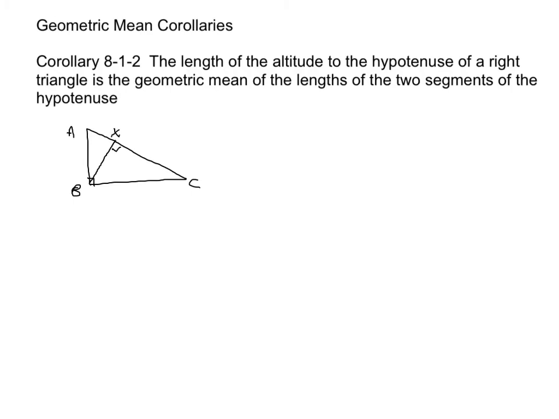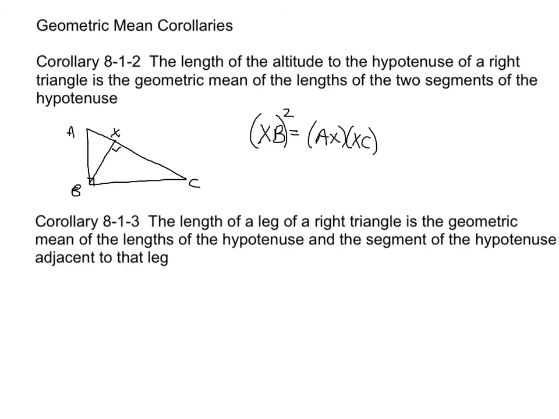So we're looking at this line again. And now I want to know, how long is XB? Well, the length of the altitude to the hypotenuse, which is XB, is the geometric mean of the lengths of the two segments of the hypotenuse. So it is the geometric mean of AX and XC. So we know that XB, whatever this actual length is, squared, is simply equal to the length of AX times XC. Nothing too crazy there.